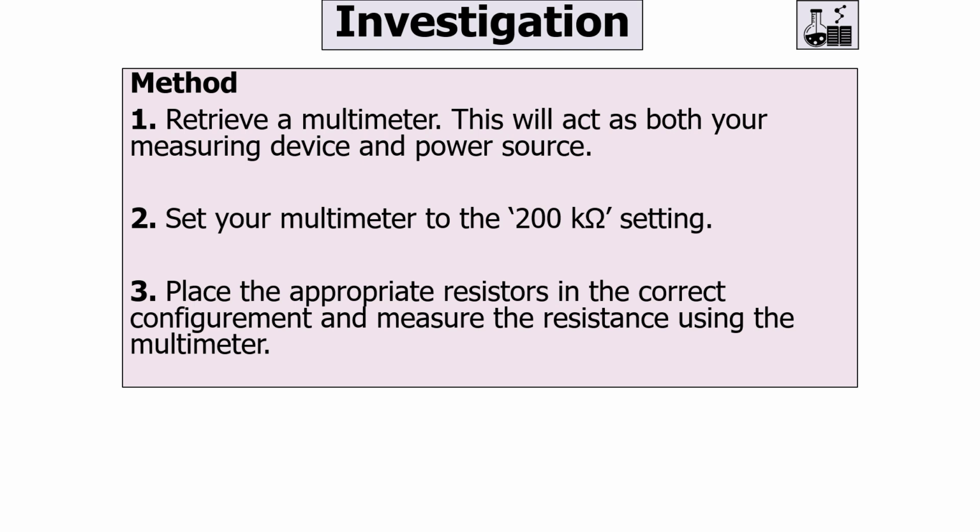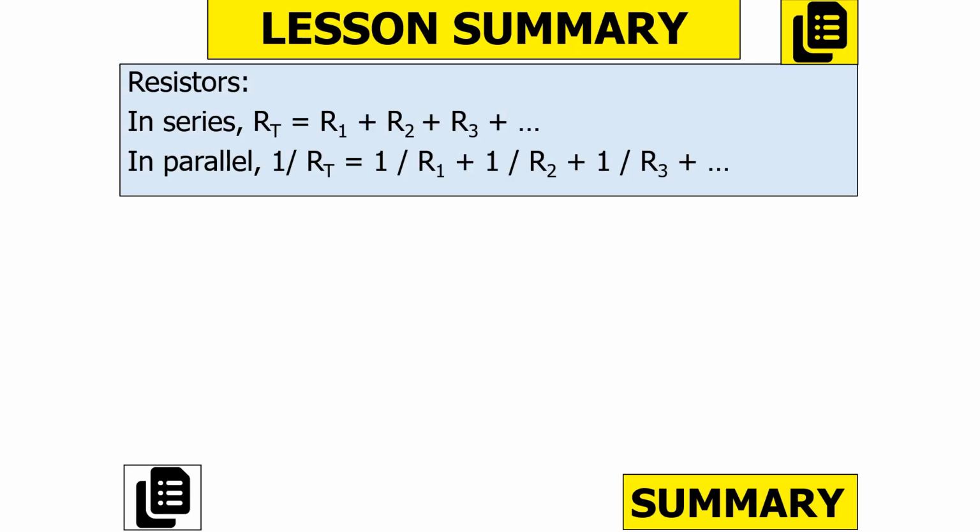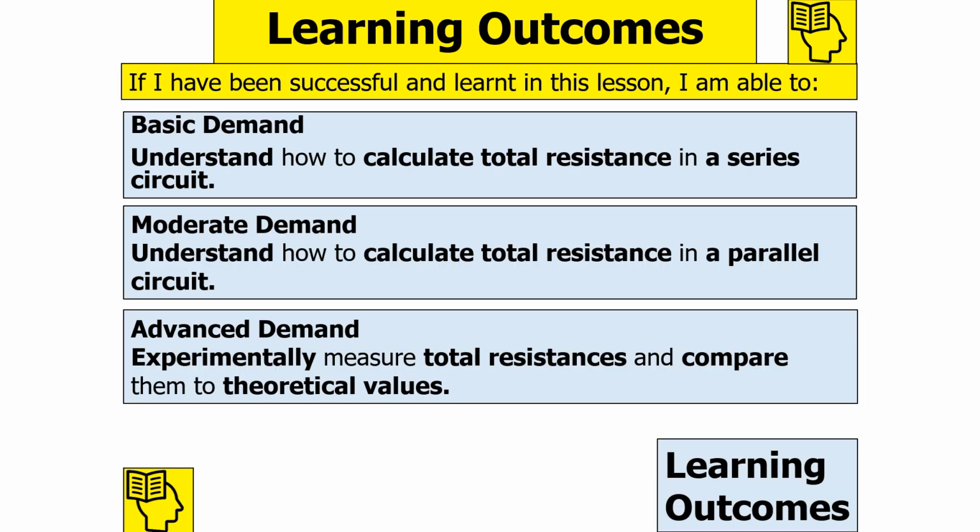To summarise what we've looked at in today's lesson, in series the total resistance is equal to R1 plus R2 plus R3 plus Rn, whilst in parallel, 1 over the total resistance is 1 over R1 plus 1 over R2 plus 1 over R3 plus 1 over Rn. If we've been successful, we can understand how to calculate total resistance in a series circuit, understand how to calculate total resistance in a parallel circuit, and experimentally measure total resistances and compare them to theoretical values.